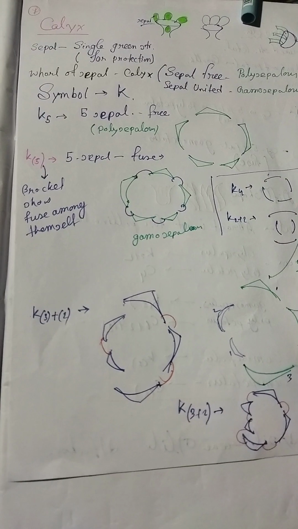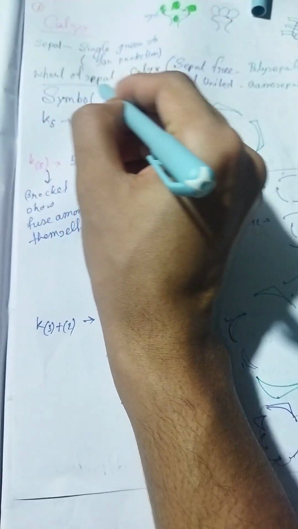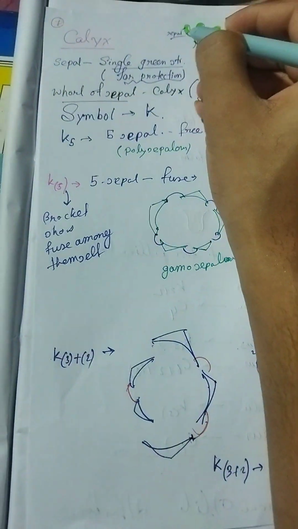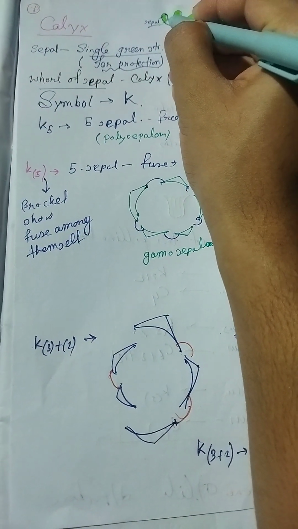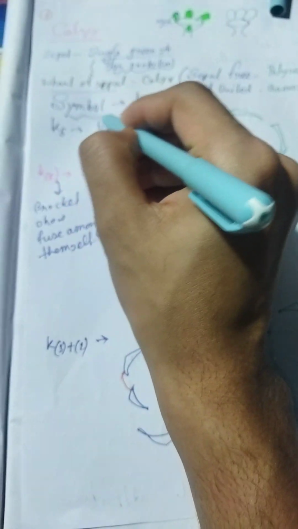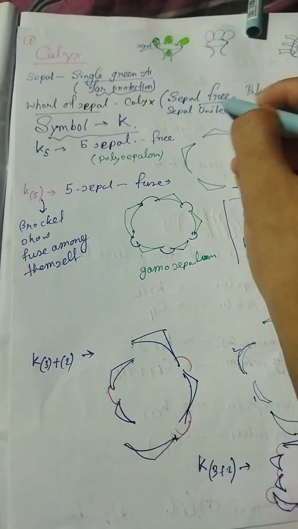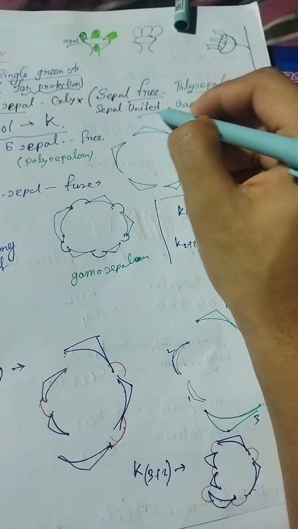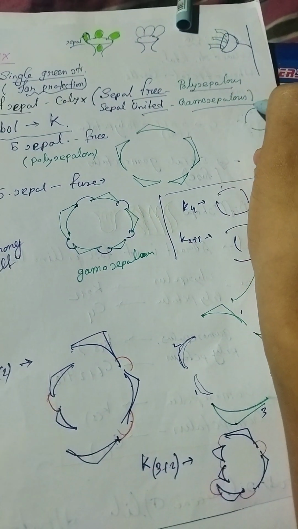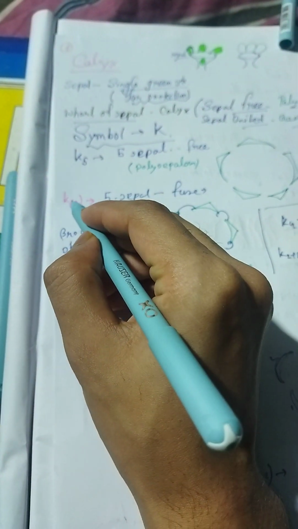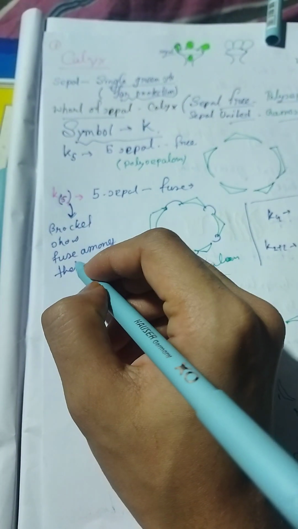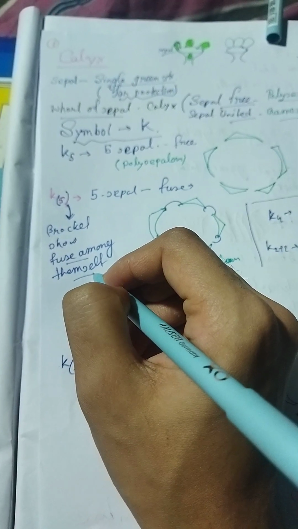Now talk about calyx. Calyx is a whorl of sepals. Sepal is a single green structure for protection. This is a sepal. This symbol is K. If sepal is free, this is called polysepalous. If sepal is united or fused, this is called gamosepalous. If K5 in bracket, that means that they are fused among themselves.